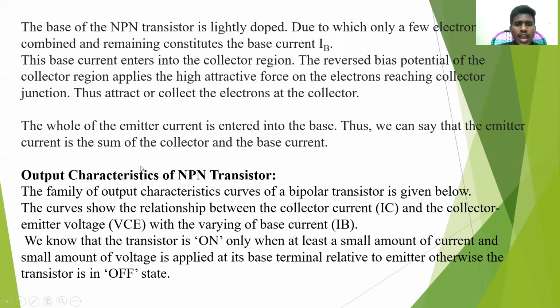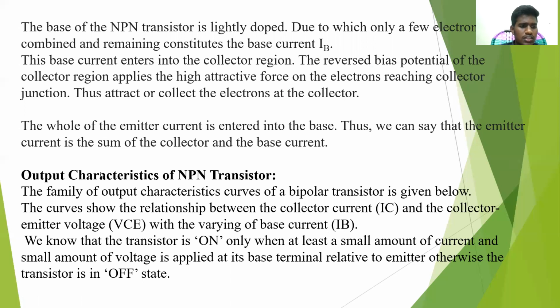Let's see the output characteristics of the NPN transistor. The family of output characteristic curves of a bipolar transistor is given below. The curve shows the relation between the collector current and the collector emitter voltage with varying base current. We know that the transistor is on only when at least a small amount of current and a small amount of voltage is applied at the base terminal relative to the emitter. Otherwise, the transistor is in the off state.